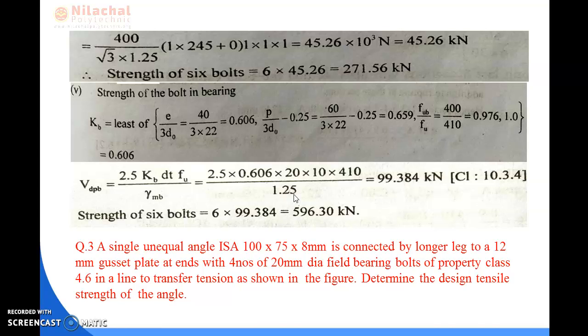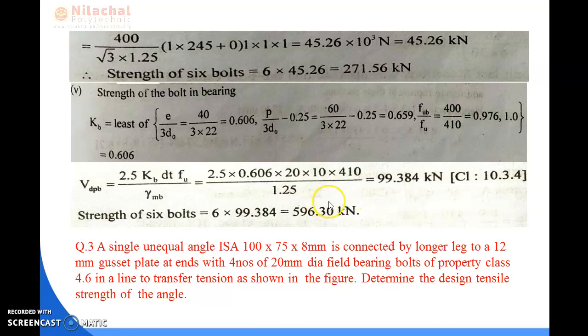So, here also in the question, the number of bolts is 6. So, now multiply the number of bolts by the design strength of bearing. Hence, the total design strength of bearing is 596.30 kilonewton.